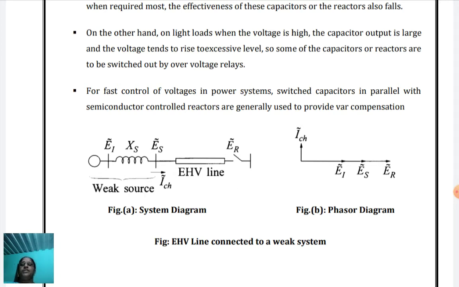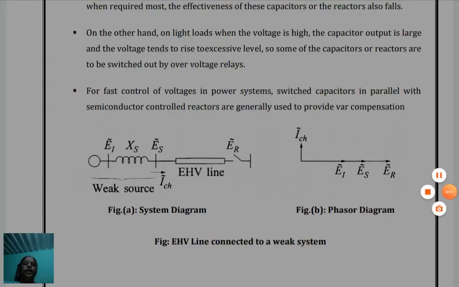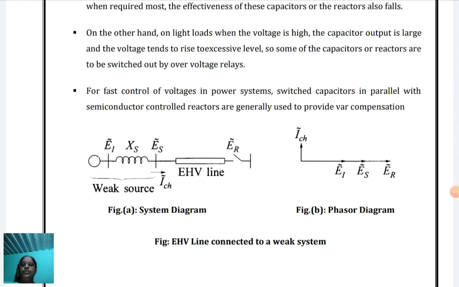The next topic is fast control of voltage in the power system. Switched capacitors in parallel with semiconductor controlled reactors are generally used to provide volt ampere reactive compensation. Now you see the diagram. This is the EHV, extra high voltage, line connected to the weak system. The left hand diagram represents the system diagram, the right hand side is the phasor diagram.